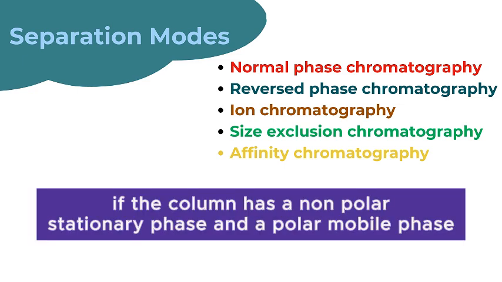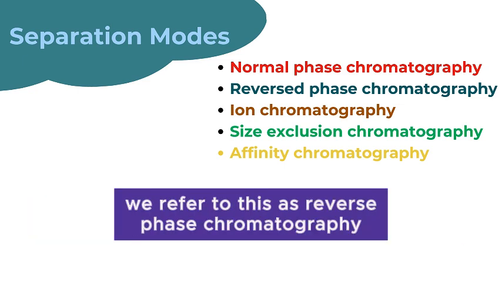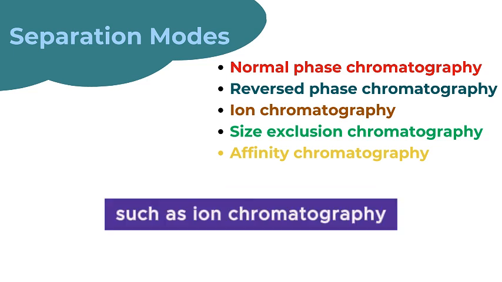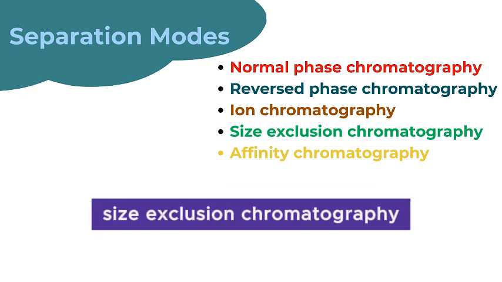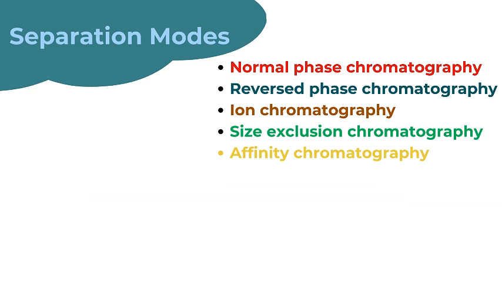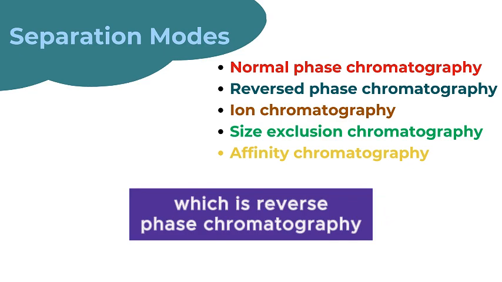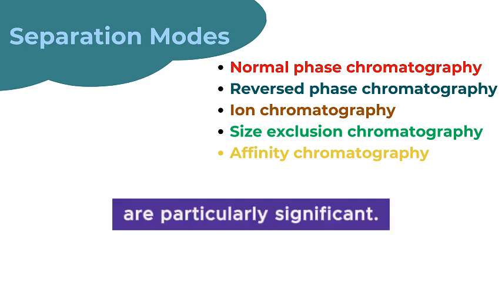If the column has a nonpolar stationary phase and a polar mobile phase, we refer to this as reverse phase chromatography. There are other types of chromatography as well, such as ion chromatography, size exclusion chromatography, and affinity chromatography. The applications of these two main types, especially the second one, which is reverse phase chromatography, are particularly significant.